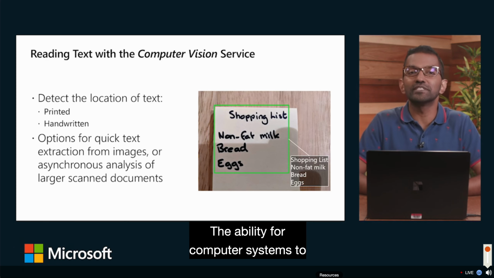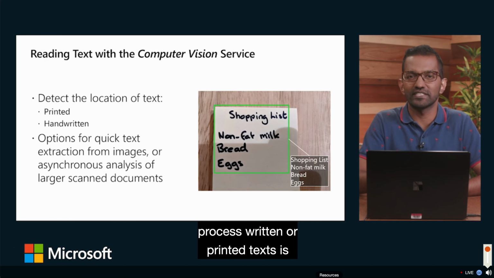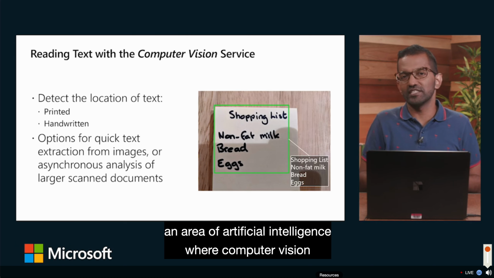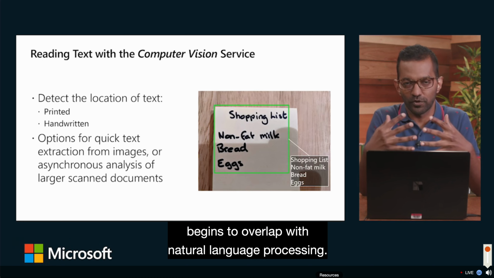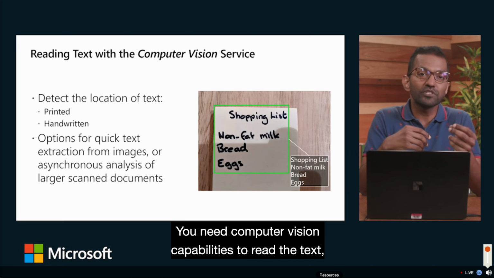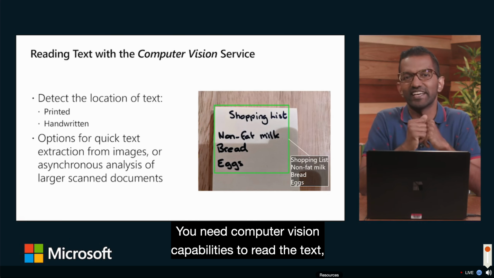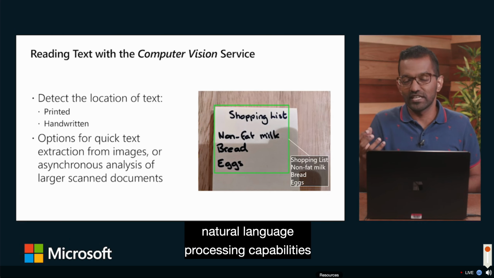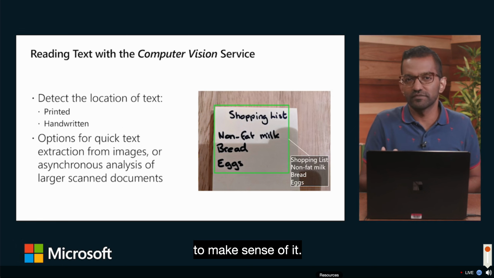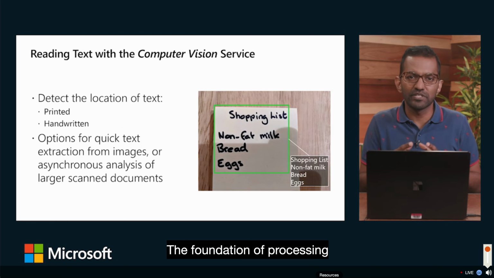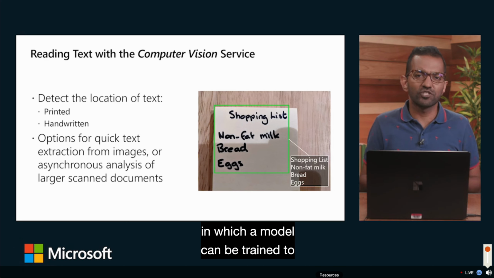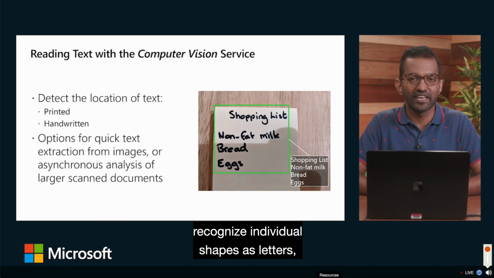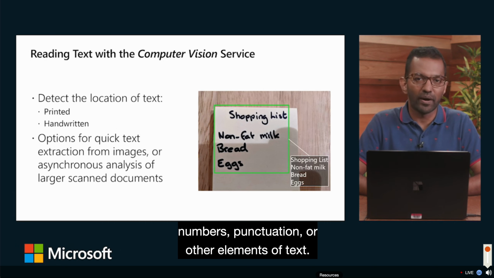The ability for computer systems to process written or printed text is an area of artificial intelligence where computer vision begins to overlap with natural language processing. You need computer vision capabilities to read the text, and then you need natural language processing capabilities to make sense of it. The foundation of processing printed text is optical character recognition, in which a model can be trained to recognize individual shapes as letters, numbers, punctuation, or other elements of text.